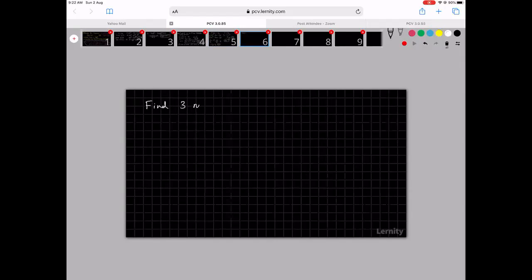Find 3 numbers in GP whose sum is 13 and sum of whose squares is 91. Find 3 numbers in GP whose sum is 13 and the sum of whose squares is 91.